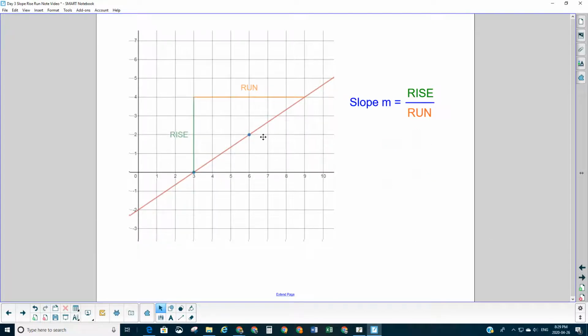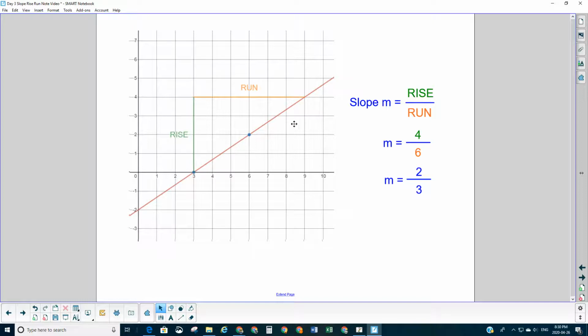Now, I chose those 2 points, but you could choose any 2 points. So, for example, if I wanted to choose this point and this point, notice that the rise is a bigger rise. So we would count 1, 2, 3, 4 squares. So the rise is 4. And the run is 1, 2, 3, 4, 5, 6 squares, 4 over 6. Now, 4 over 6 represents the slope of this line, and 4 over 6 is correct. But of course, 4 over 6 reduces to 2 over 3, which is exactly what we had before.